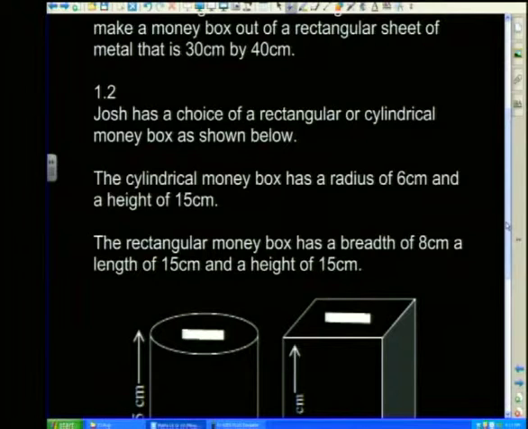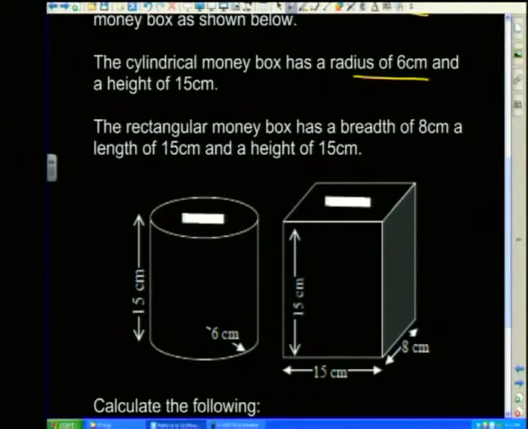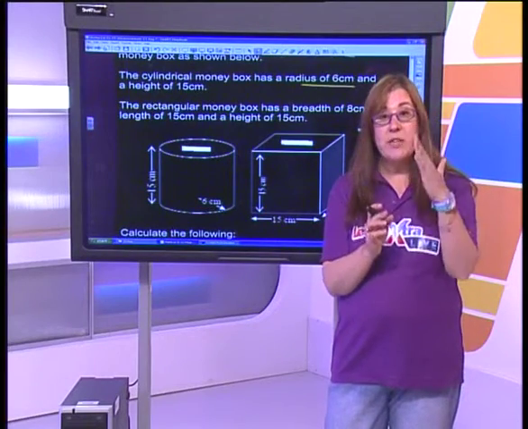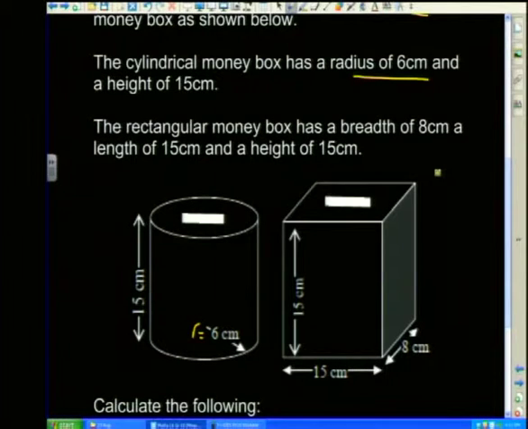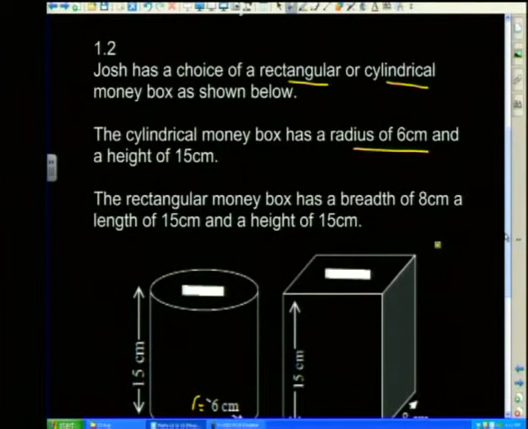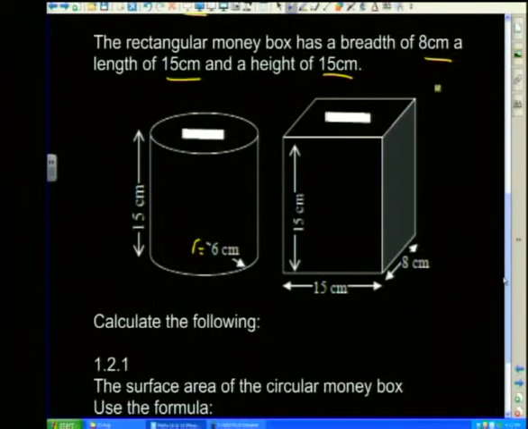Right. His choice is a rectangular or cylindrical money box, as shown below. The cylindrical money box has a radius of 6 centimeters. Now, whenever I see the radius, even though it's been put into your question, I like to write out what the radius is. So we know that the radius is equal to 6 centimeters, and a height of 15 centimeters. The rectangular money box has a breadth of 8 centimeters, a length of 15, and a height of 15. So have we been given all those values?